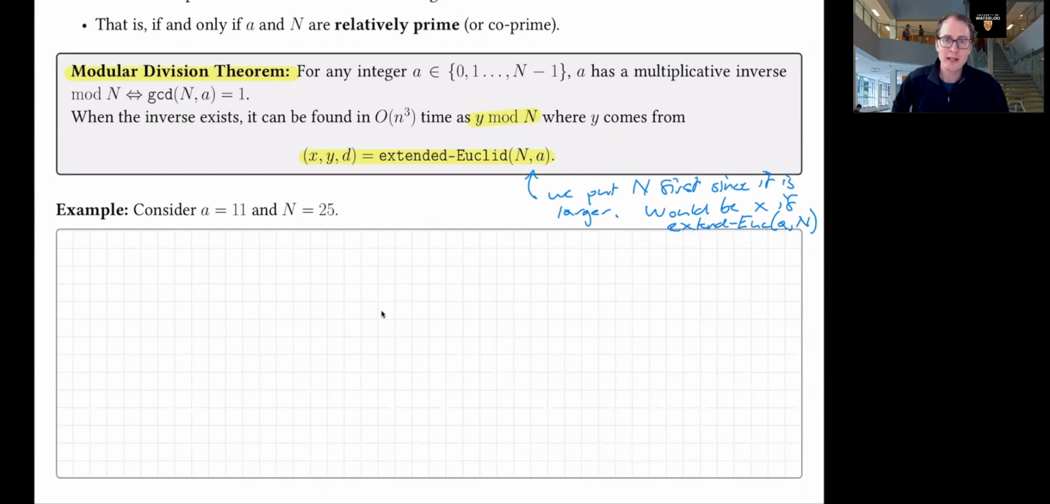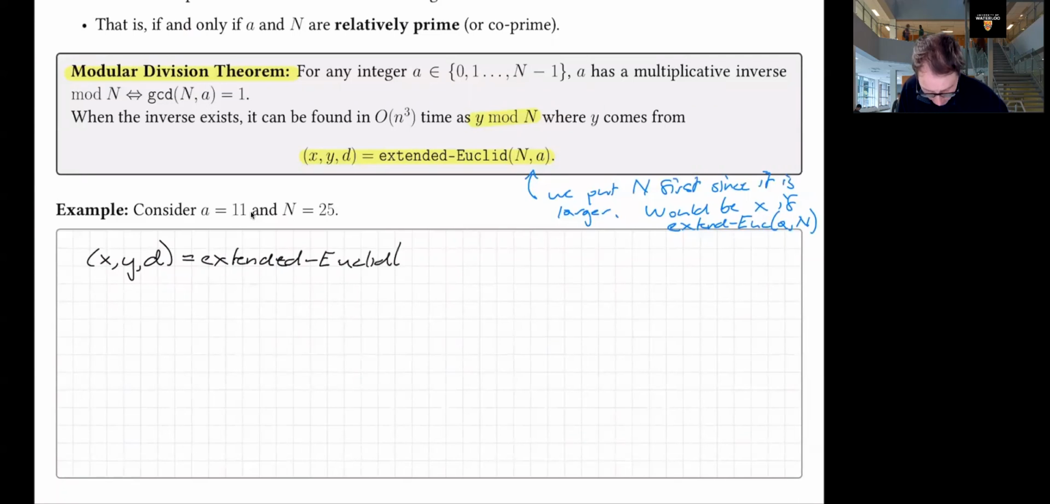So let's say that a is 11 and n is 25. So if I call x, y, d, I call extended Euclid, put the bigger argument first, so on 25 and 11, right? This is n, this is a. The result, if you calculate it, and you can check this after, is 4, minus 9, 1.